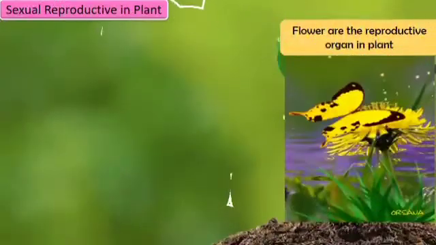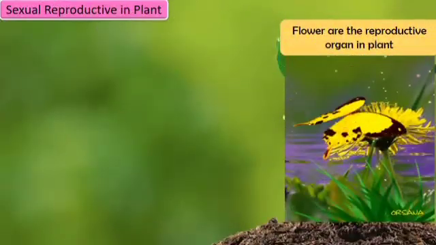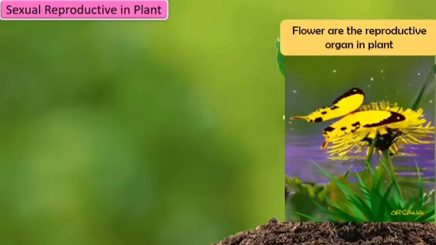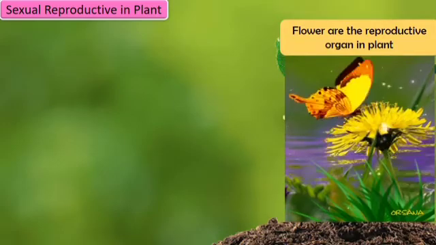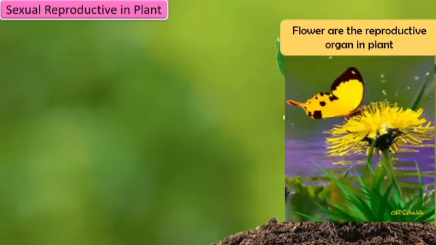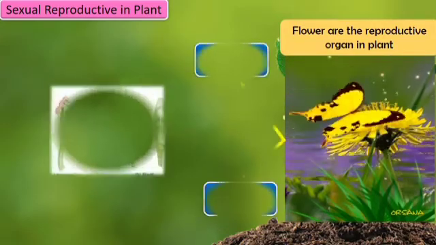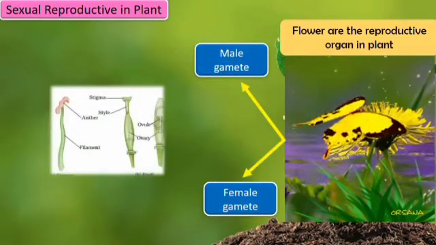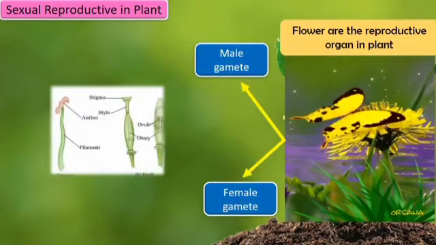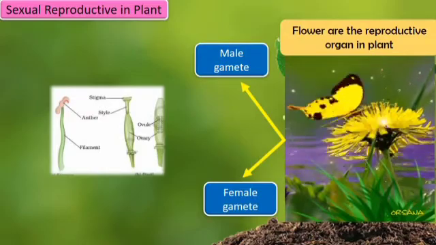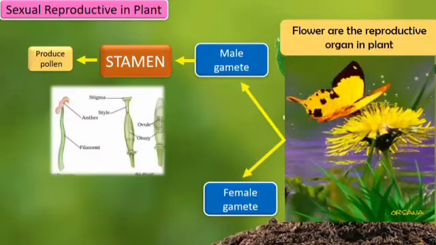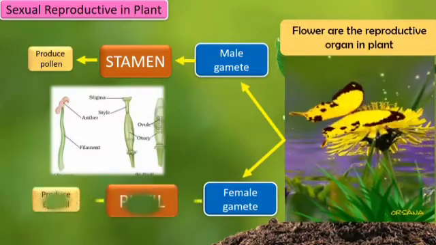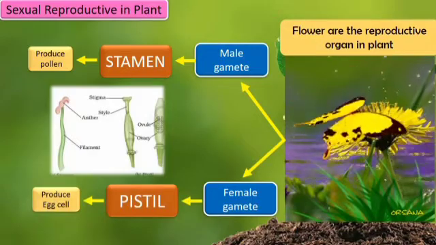Okay, my beloved students, let's go into sexual reproduction in plants. Flowers are the reproductive organs in plants. We can know from this video. There are butterflies at the flowers. There are two gametes in the flowers, a male gamete and a female gamete. The male gamete is placed at the stamen. It produces pollen. The female gamete is placed at the pistil. It produces an egg cell.